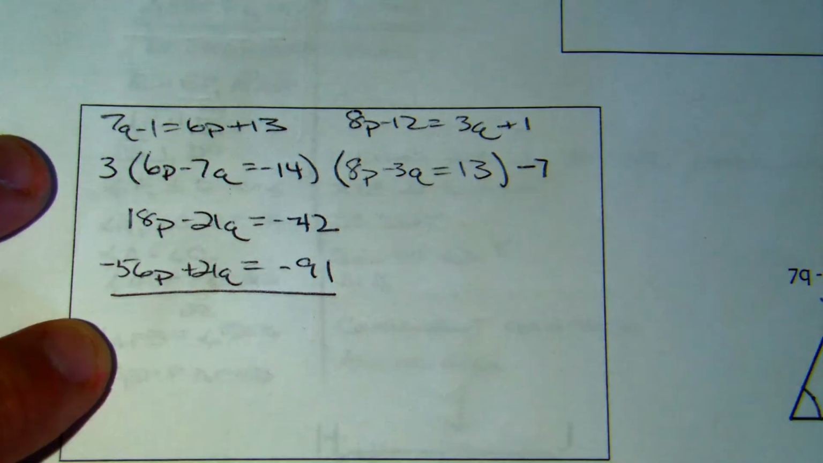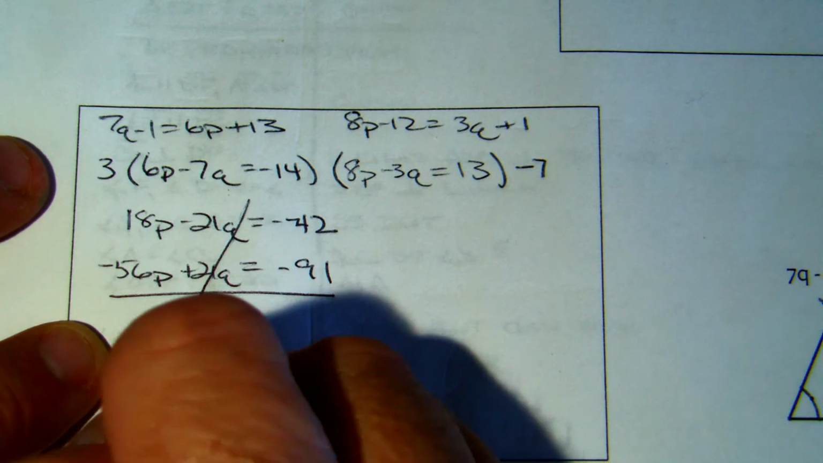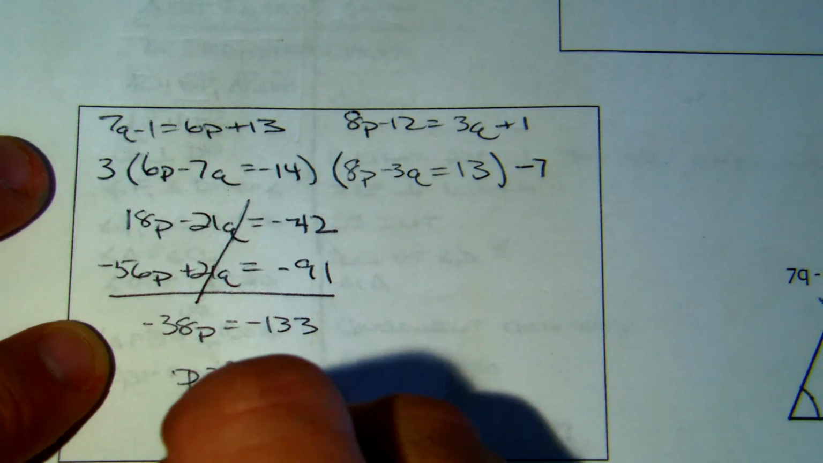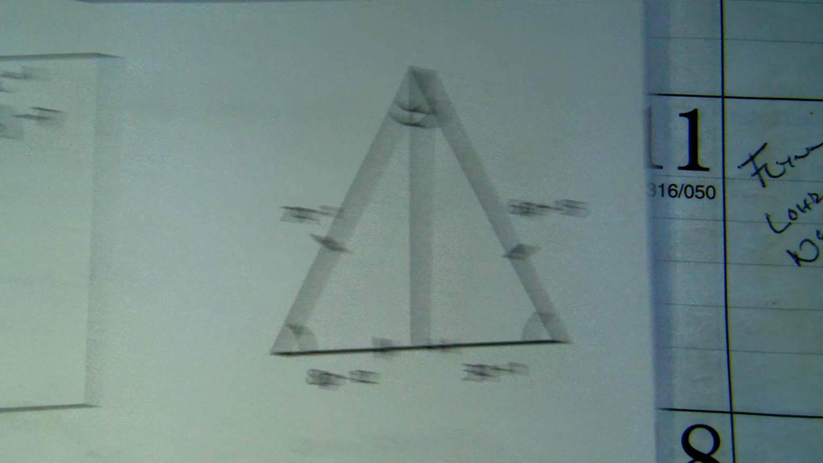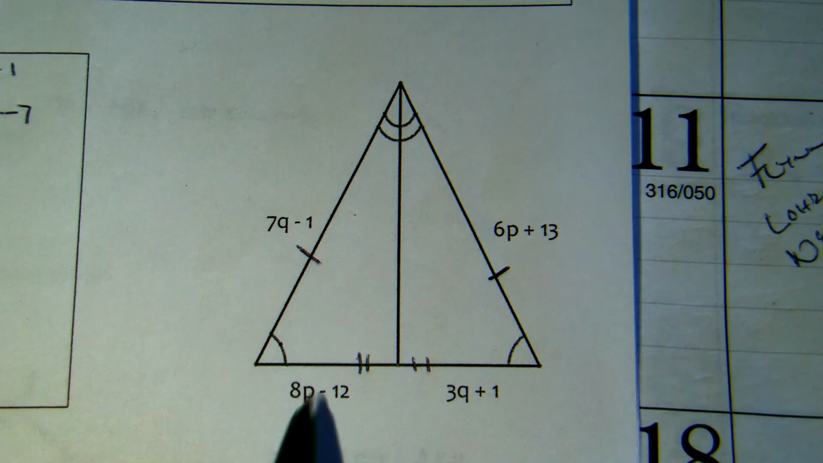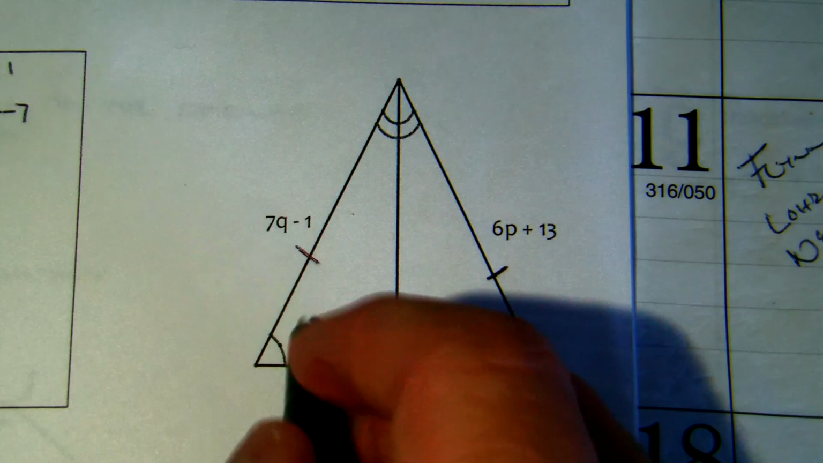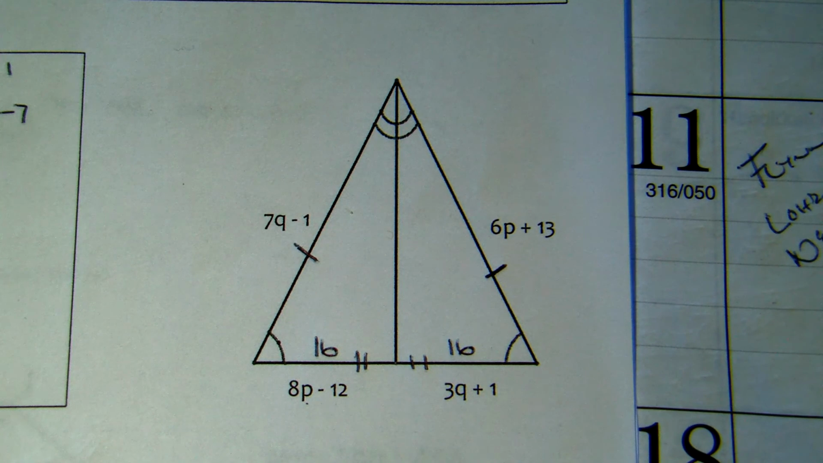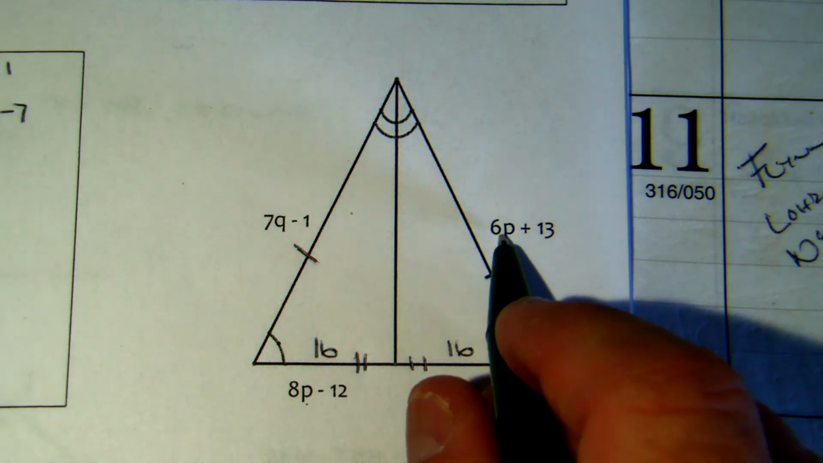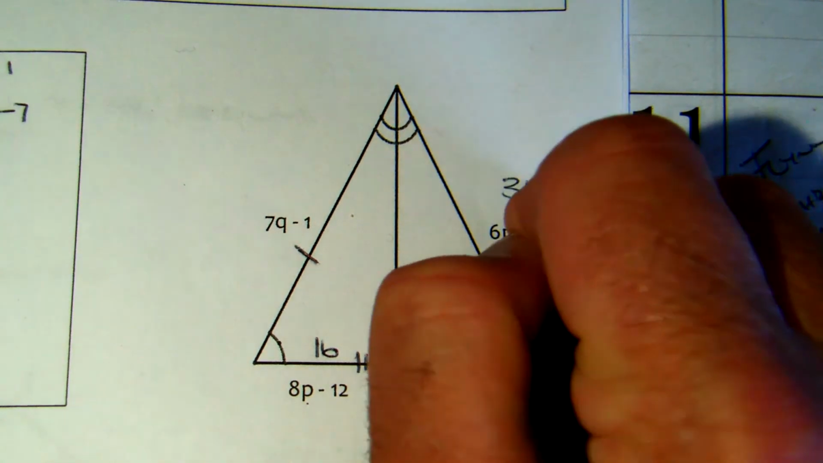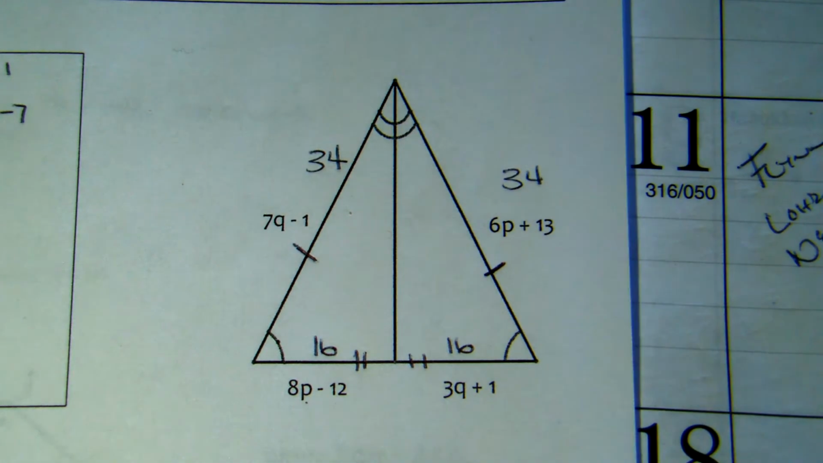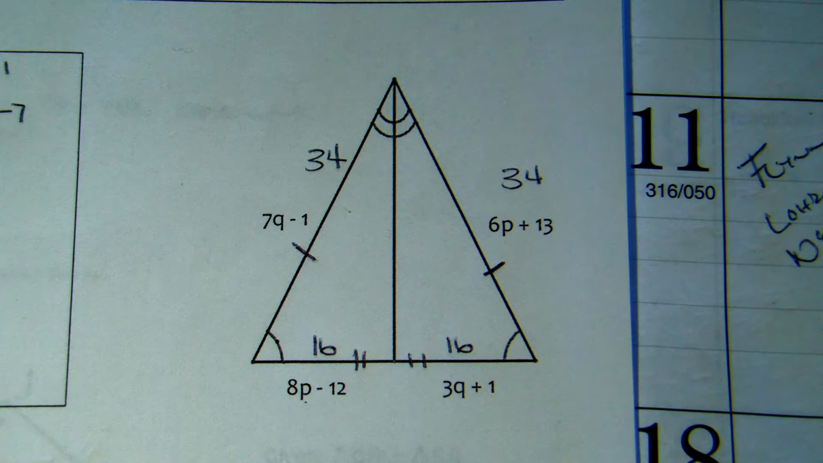you will hopefully recognize that the q's will cancel out when we add straight down. I got negative 38p equals negative 133, and when I'm all done, p is 3.5. Now it's your choice. If you're comfortable with that, you plug it in. 8 times 3.5 is 28, and 28 minus 12 is 16. Do you feel good about the work and want to save yourself time? There's the other 16. When I plug it in here, 6 times 3.5 is 21, and 21 plus 13 is 34. If that's 34, that's also 34. Or you could have plugged this back into any one of those equations and solved for q, which comes out to be 5, and then you can solve it from there.